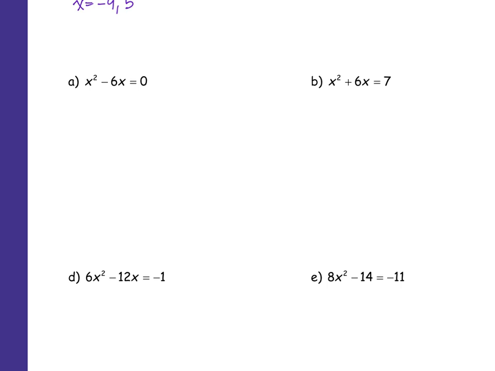So on the first one, there's an x in both terms, so I can factor out an x. So I can get x times x minus 6 equals 0. And then I have 2 things multiplied together that equal 0. So either x equals 0 or x minus 6 equals 0. So x equals 0 or 6. Questions? Did you forget the 0? There's 2 answers always. Okay. You forgot the 0, didn't you?